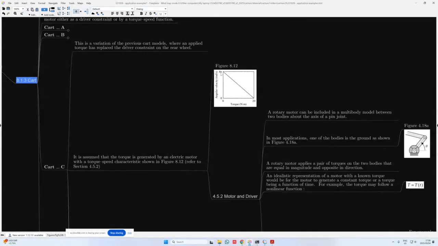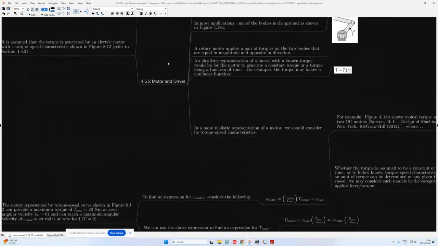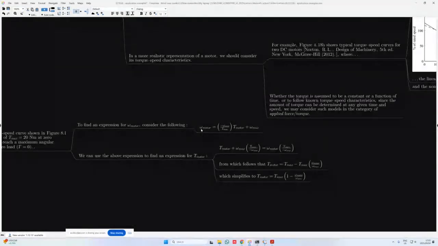And then we also just need to find its point of intersection with the y-axis. So that is simply 4 pi radians per second, or if we parameterize the problem, this becomes omega max. So if I write the equation for omega motor, y is equal to mx plus c, so then omega motor is equal to the gradient, which is minus omega max over T max, multiplied by T motor, which is then my independent variable, plus omega max, which is the intersection with the y-axis.